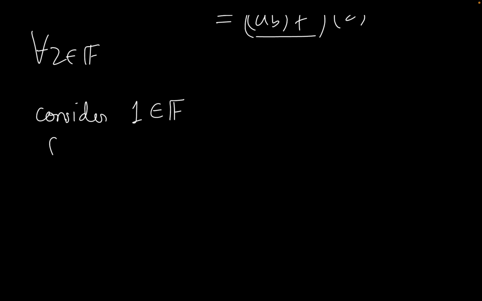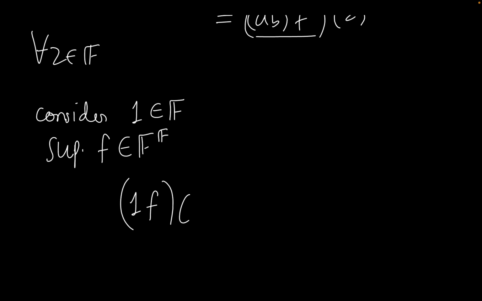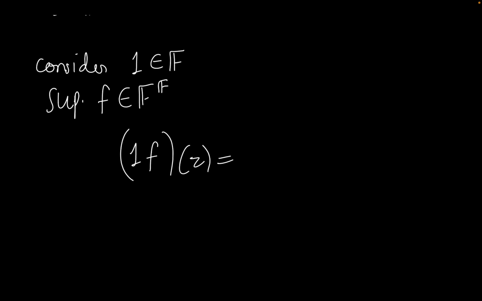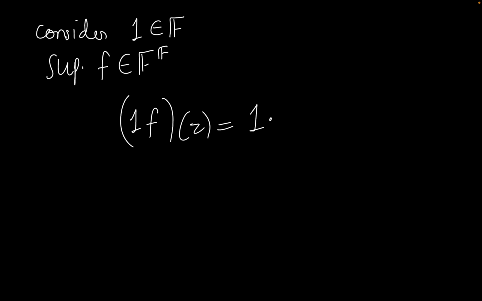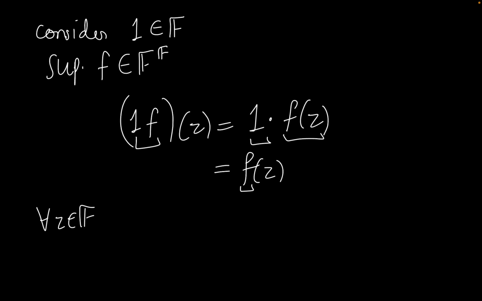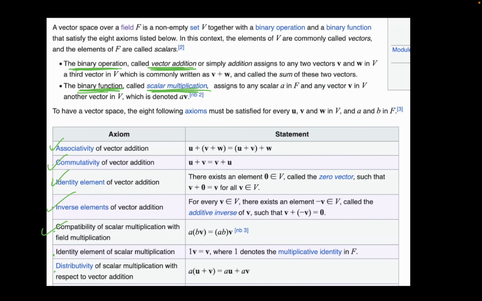So suppose f is a function from F to F, then 1 times f of z is equal to, by definition of scalar multiplication, 1 times f of z, which is equal to, well, 1 is a scalar, 1 is the multiplicative identity of the field. So this really becomes f of z. And that proves that 1f is equal to f for all z in F. Cool. That is done.